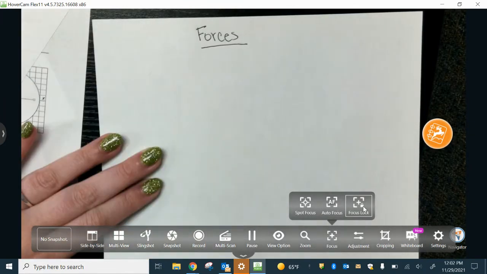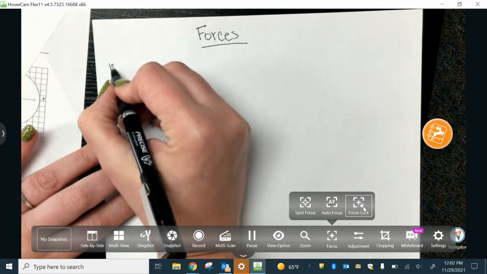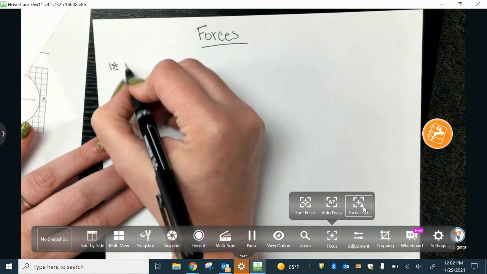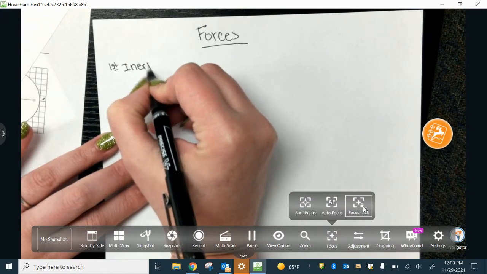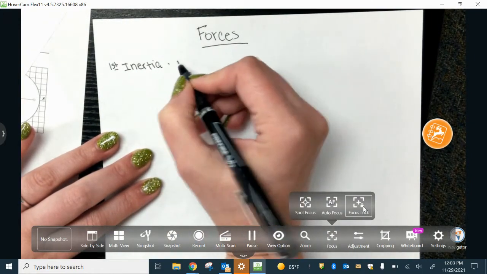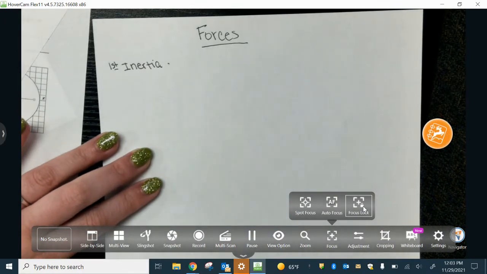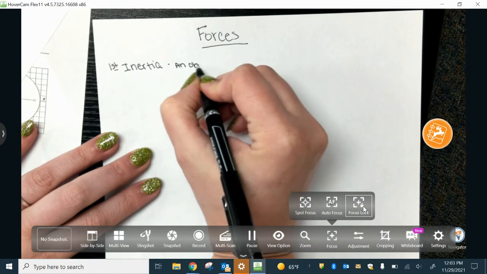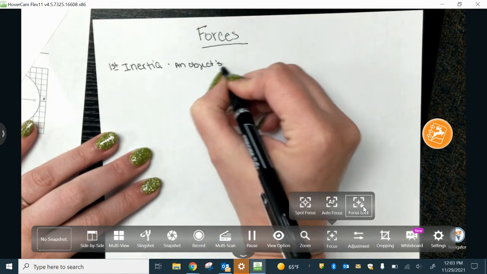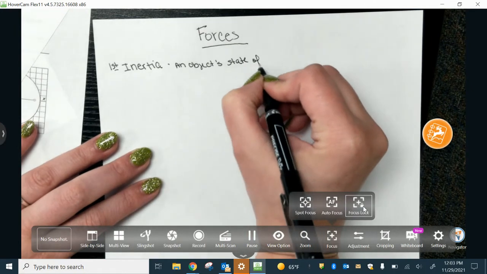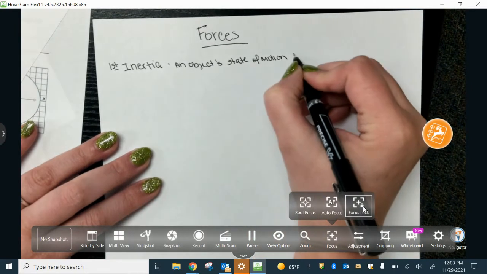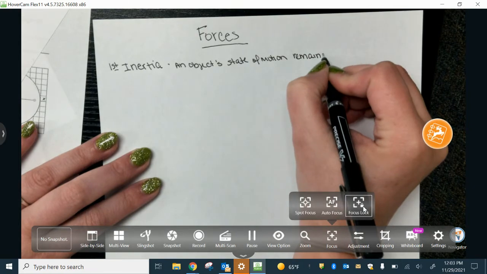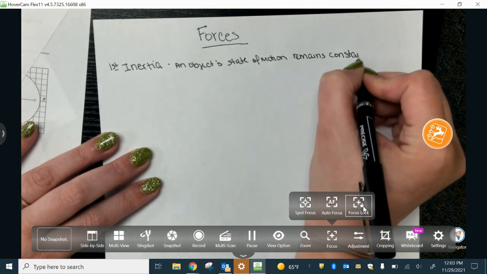Okay. So the first law, Newton's first law, is inertia. An object that is moving will continue moving. An object at rest will stay at rest unless acted upon by an outside force. So state of motion remains constant.